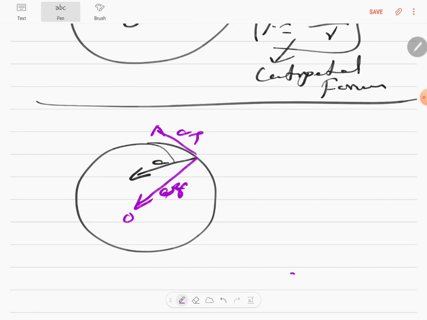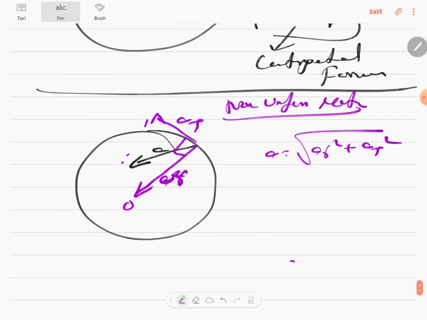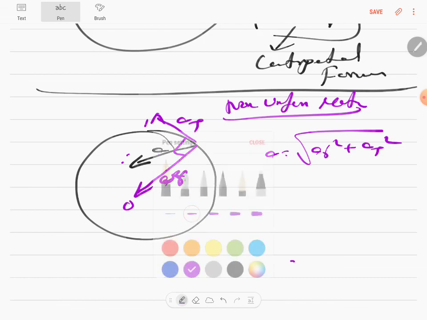Can you construct this into a triangle? You will get a right angle triangle because the radius and tangent are perpendicular. Therefore the resultant is A equal to the square root of A_R square plus A_T square: the tangential component whole square plus the radial component whole square in the case of non-uniform motion. Where the acceleration is not pointing towards the center, it is like a slanting line, so you have to break it down into two components: one a radial component, the other a tangential component. Are you clear till here? Yes.